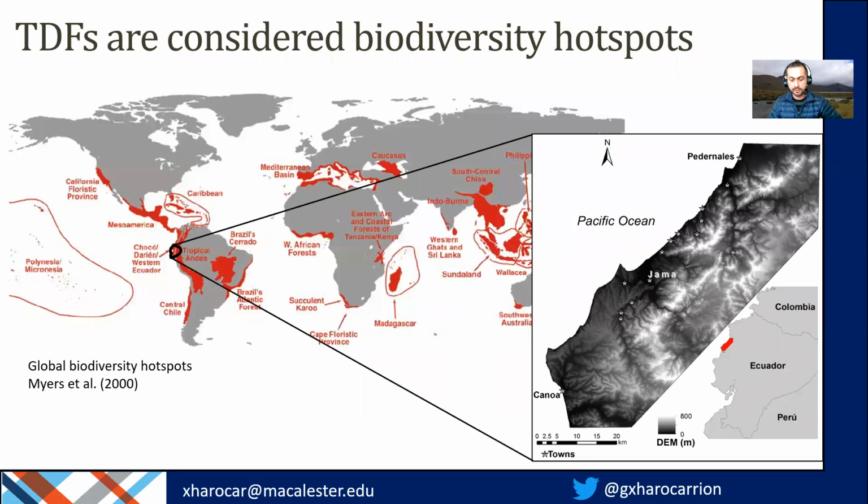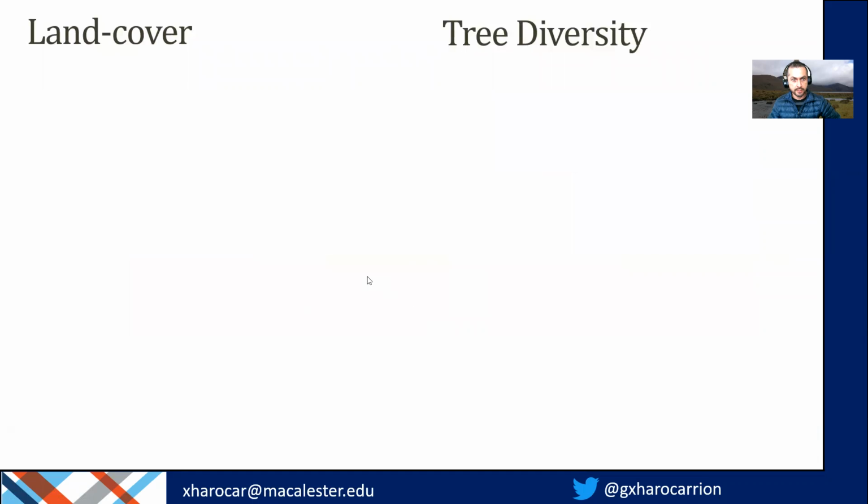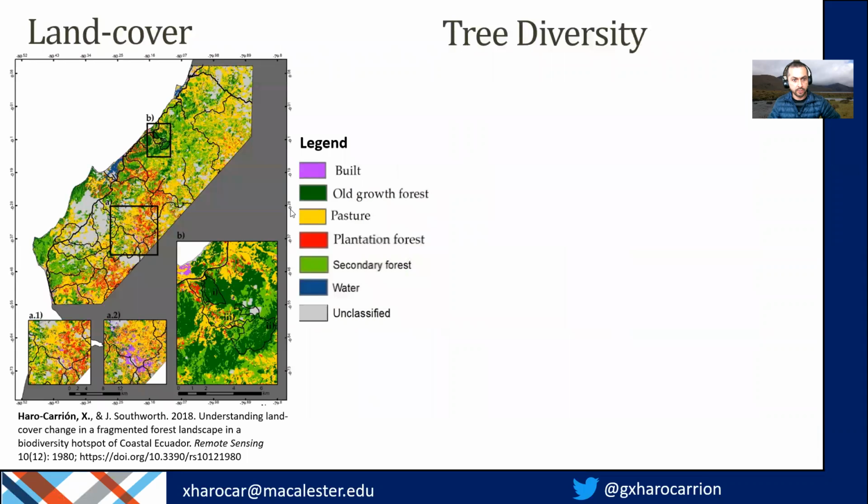I've been working in this area for quite a while, specifically in an area in coastal Ecuador of about 19,000 hectares. Some of the things that I've already studied and have results for are about land cover. Here is a map that details the distribution of different forest types, including secondary forest and old-growth forest.